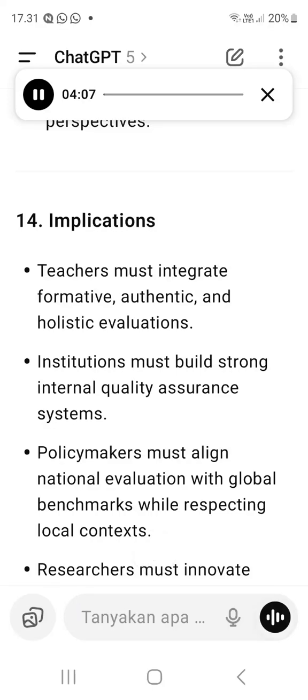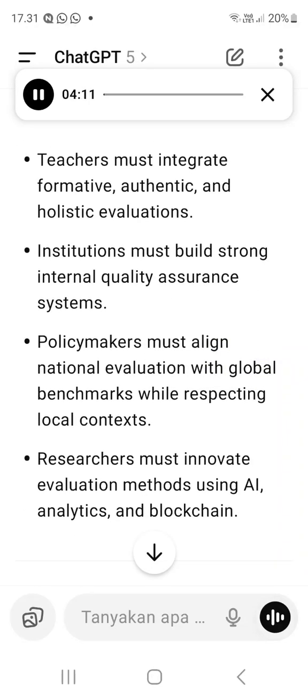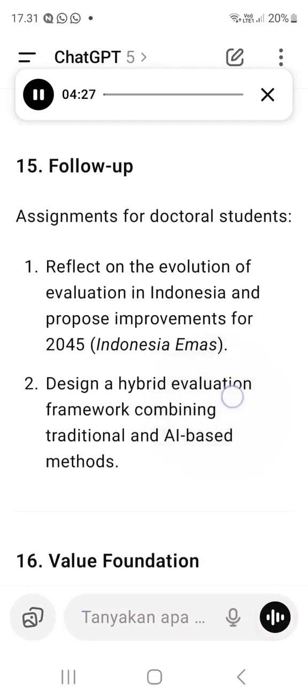Implications. Teachers must integrate formative, authentic, and holistic evaluations. Institutions must build strong internal quality assurance systems. Policymakers must align national evaluation with global benchmarks while respecting local contexts. Researchers must innovate evaluation methods using AI, analytics, and blockchain.